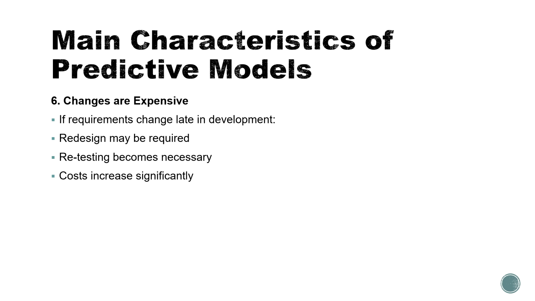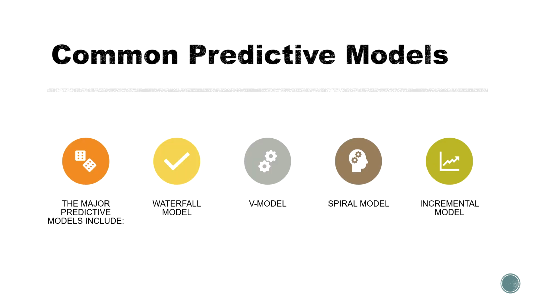The next is the handling of change. As it is written, changes are expensive. So the final characteristic is about the change. Suppose a major requirement changes late in the development. As I said earlier, it will require a redesigning of the system, rewriting of the code, updating of the documents. So what will happen? Cost will increase and deadlines will be delayed, and the complexity of the project will increase. So this is one of the biggest weaknesses of predictive models.